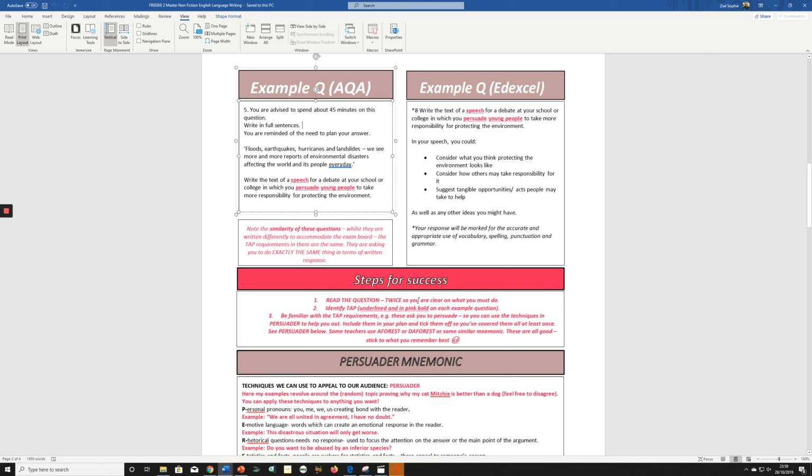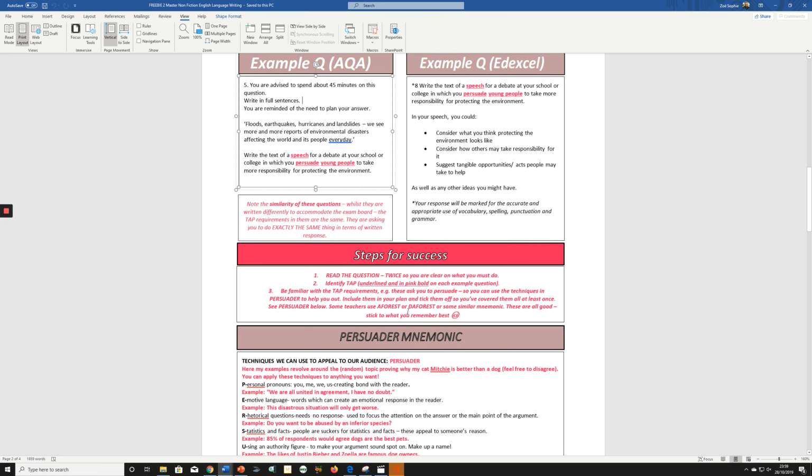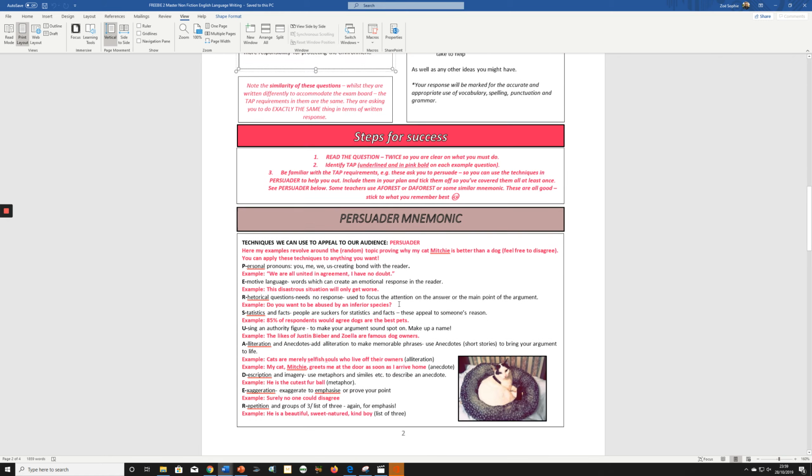Steps for success, very straightforward. Read the question, identify TAP, and if that means highlighting, do so. Be familiar with the requirements, the conventions. Okay, so if it's persuade, then you'd use PERSUADER, but if it's advise, you probably wouldn't. Some teachers have taught different mnemonics, there's many more. Okay, if it works for you, use it, but I use PERSUADER.